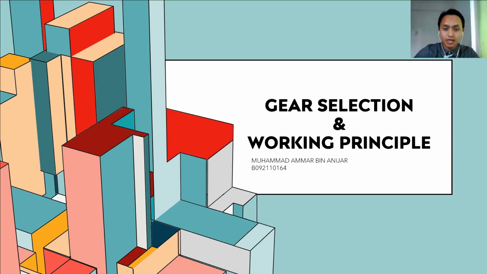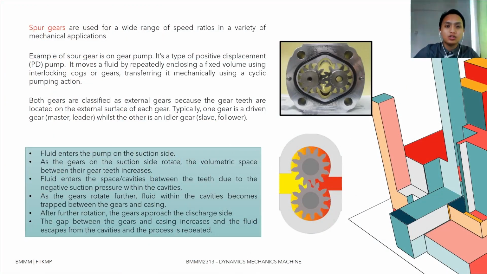I'm Muhammad Ahmad bin Anwar and I will present about the gear selection and the working principle of the gear. So the gear that we have chosen is the spur gear. As we know, spur gears are used for a wide range of speed ratios in a variety of mechanical applications. An example of the application is a hydraulic gear pump.